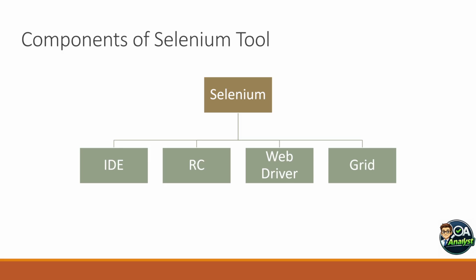Selenium RC, remote control, is the legacy component for writing scripts, but now it's deprecated and we are not able to use it now. The third is Selenium WebDriver. This is the core tool used for most real-world automation, providing direct control over browsers through code. And the last one is Selenium Grid, which enables parallel execution of tests across multiple machines and browsers, ideal for large projects and CI/CD pipelines.